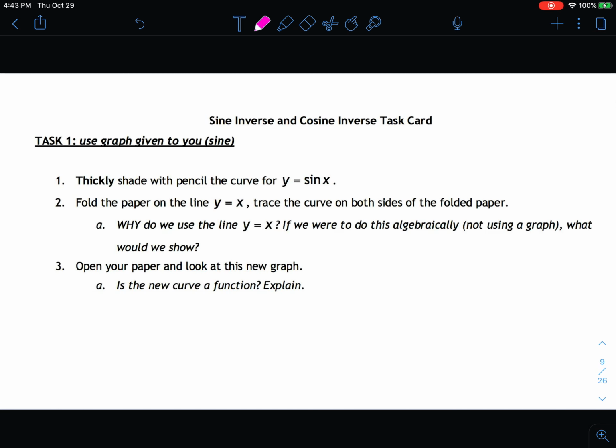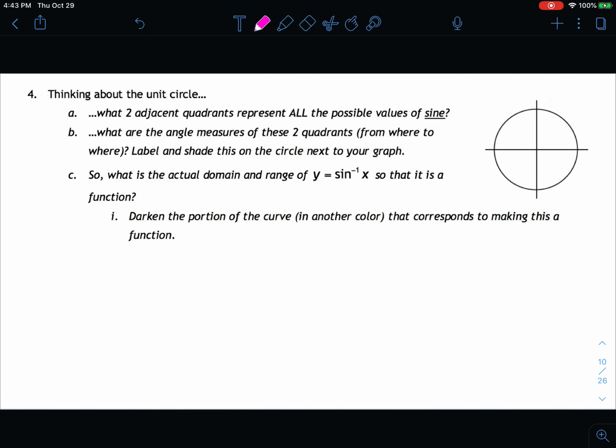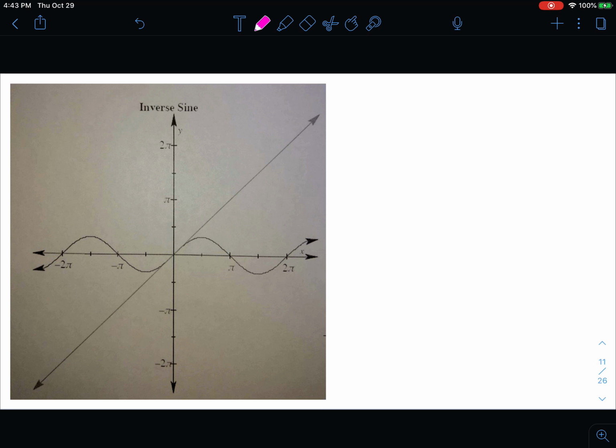All right. So this is learning about the sine inverse and cosine inverse, and we are going to explore how this works. The first thing you're going to do is grab that page with the graph of sine. Take a look for that sine graph. Okay, so this is what you should be looking at right now. So for this graph of sine.